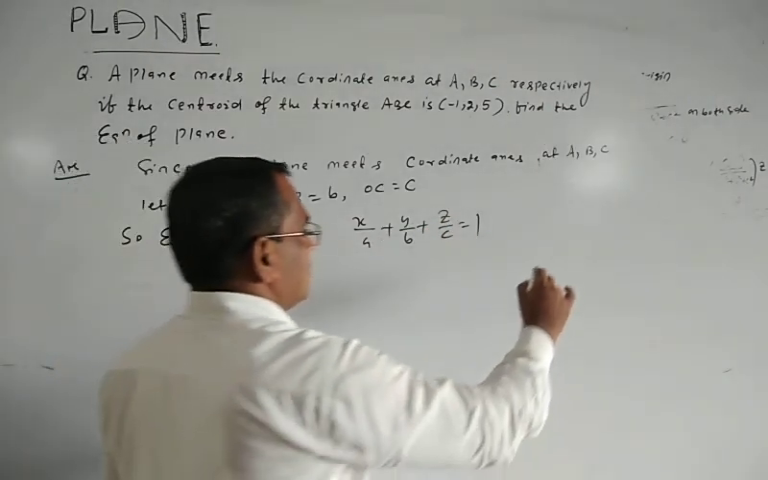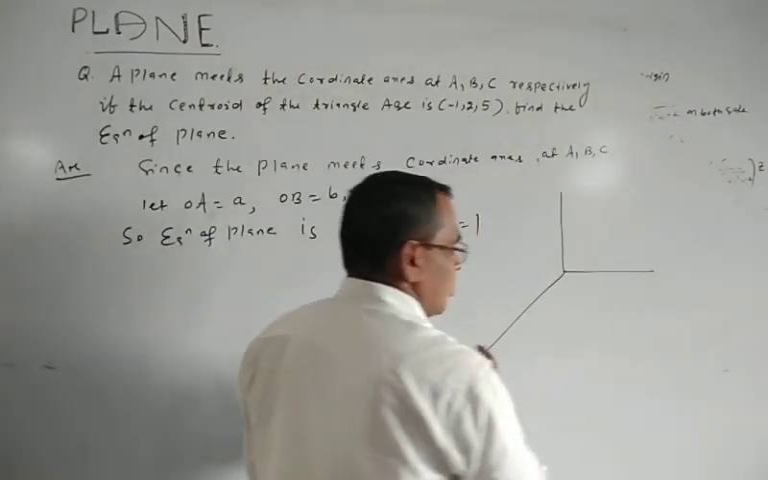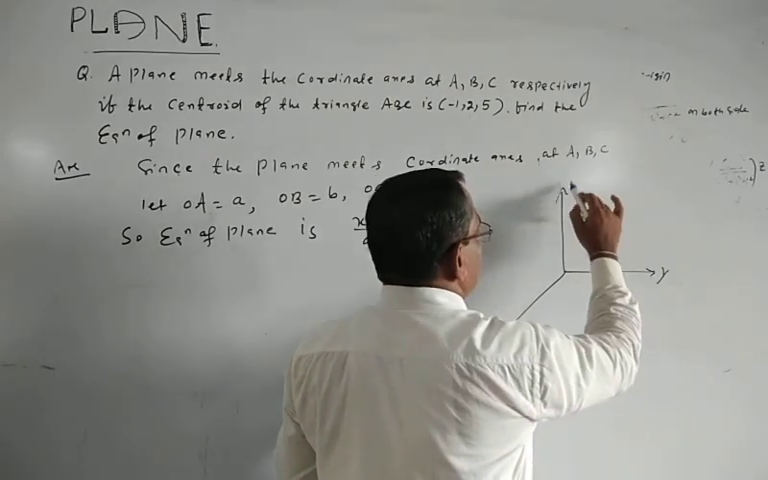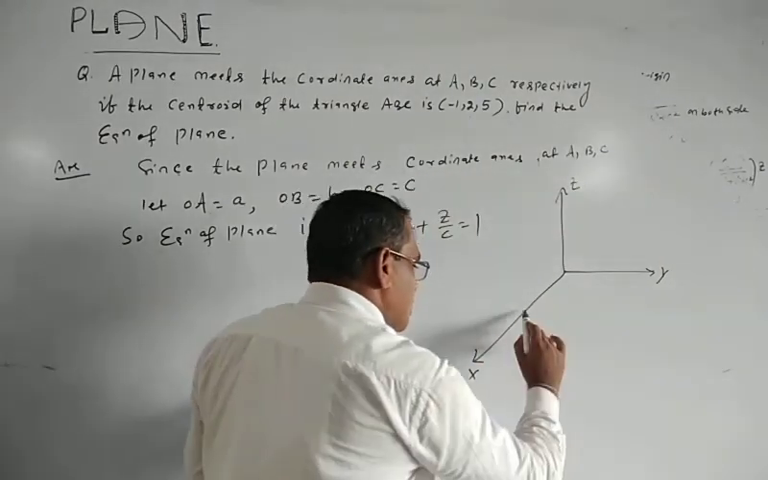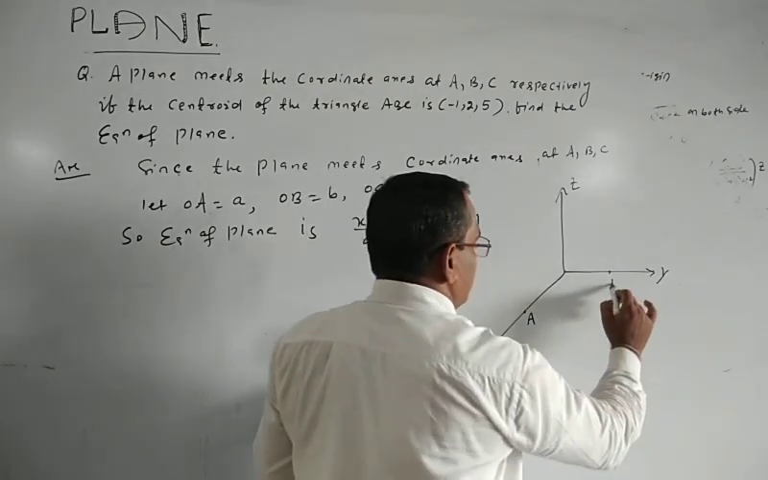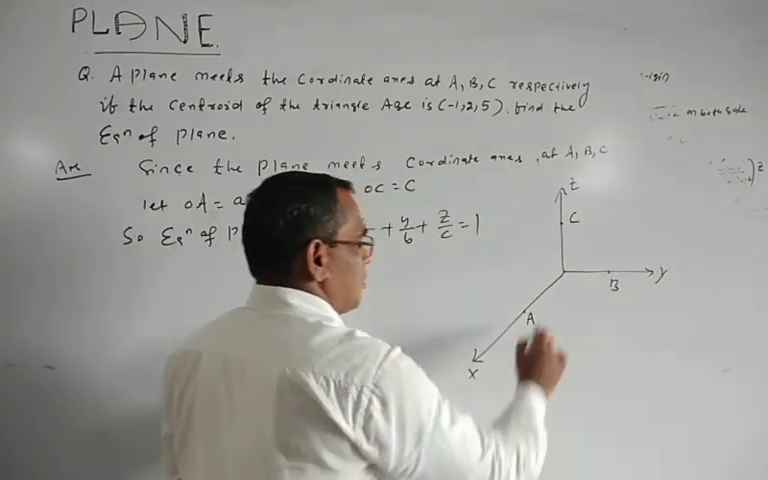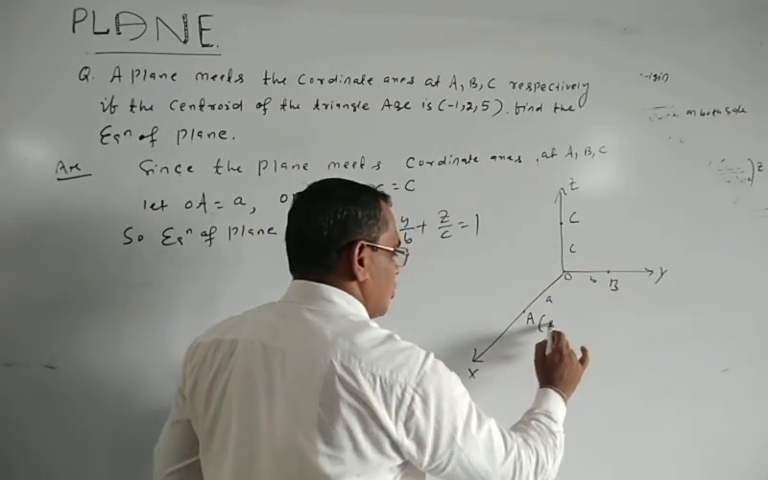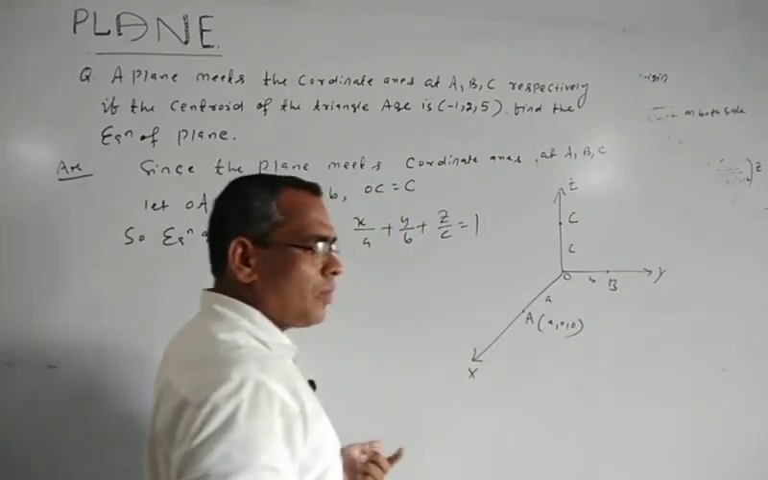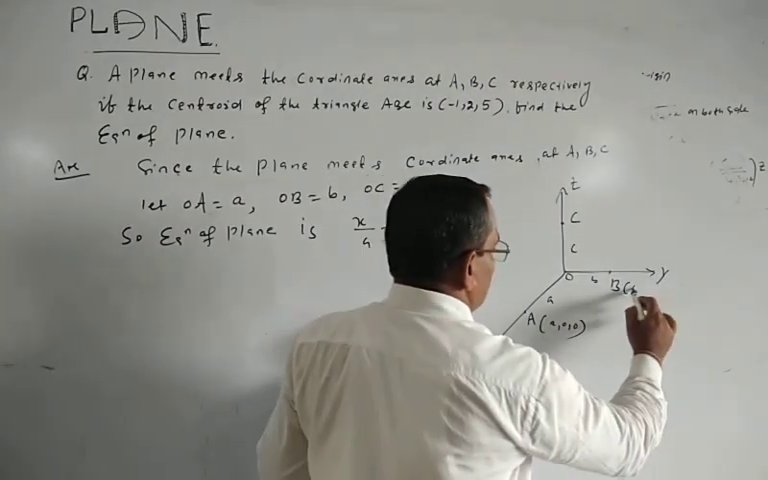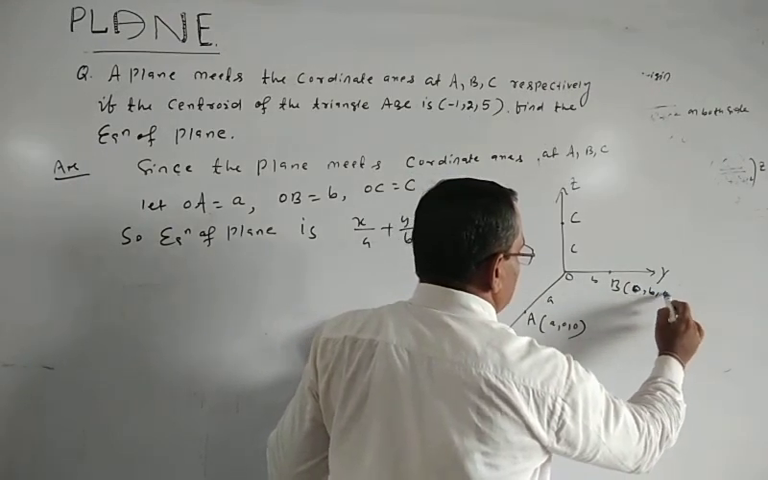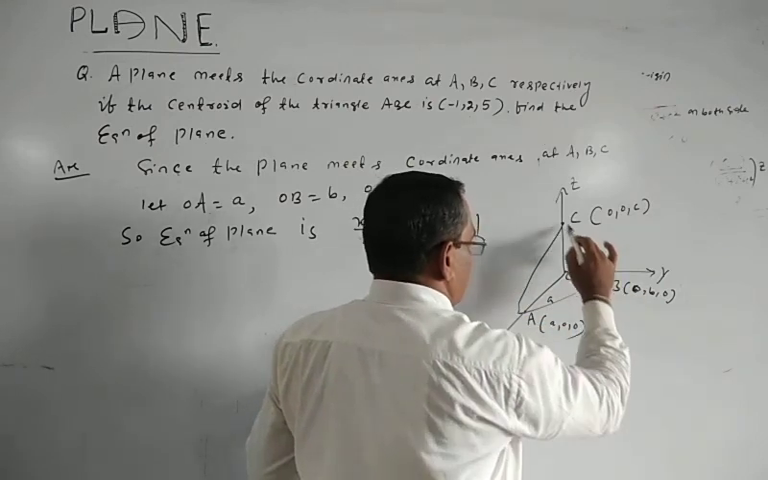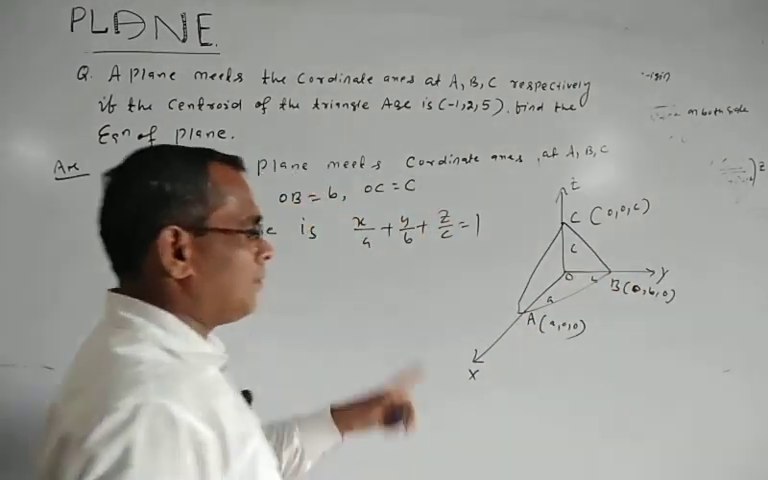This is the coordinate axes: this one is the x axis, this one is the y axis, and this is the z axis. The plane meets the coordinate axes at capital A, B, and this is C. Suppose OA is equal to a, this is b and this is c. So the coordinate of A is (a, 0, 0), the coordinate of B is (0, b, 0), and the coordinate of C is (0, 0, c). So this is the plane in a triangular shape.